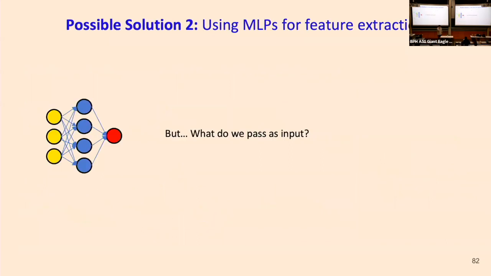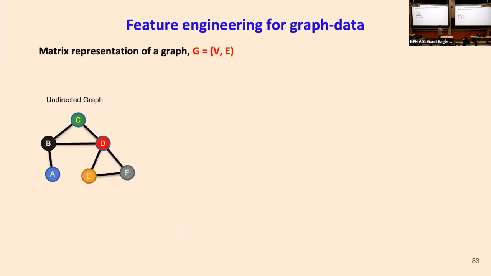Okay, let's see if we can use MLPs for it. Yeah? We already know that they're not permutation invariant, but let's say we change the data slightly so that it could be, possibly. Right? So what do we pass as input? With this, we get to get back to our definition of a graph. Say we have this undirected graph here, which is a set of vertices and edges, and we'll use this graph a bunch of times going forward.